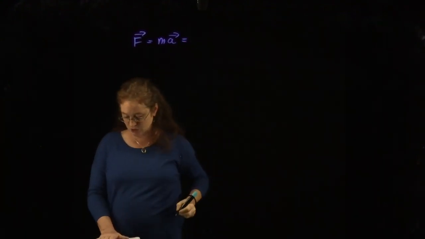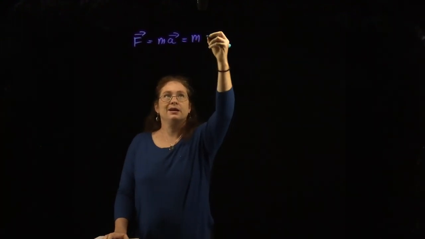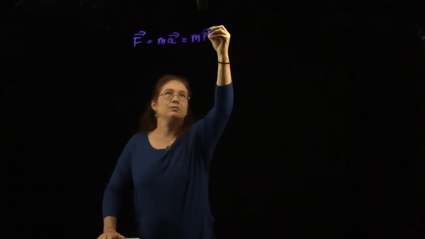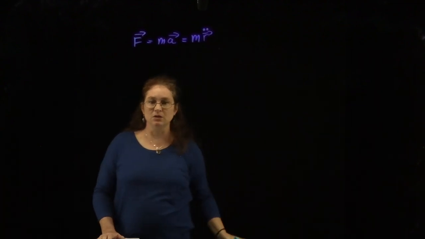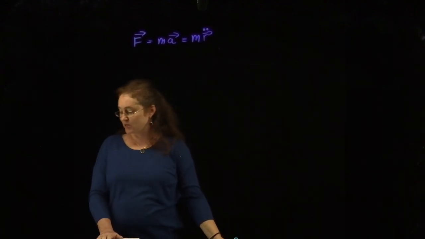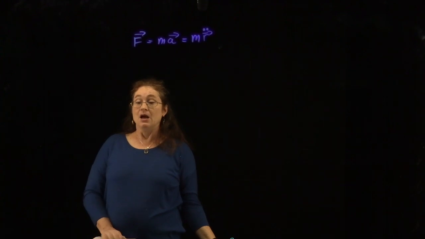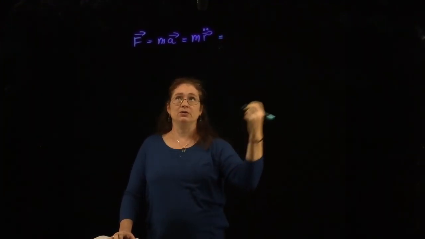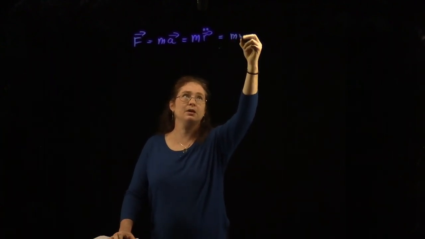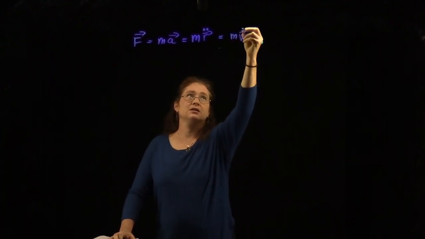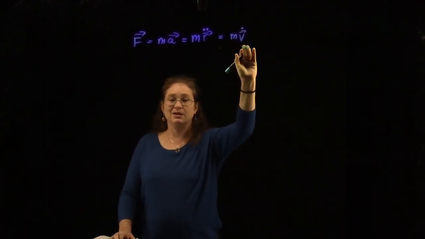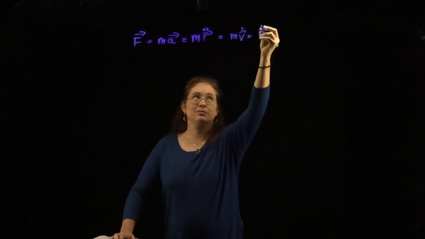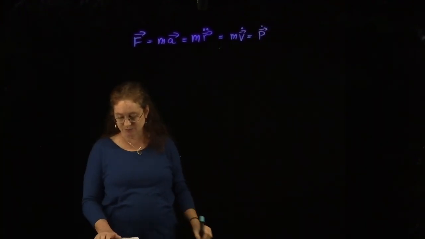And in our notation, we're going to write this as m r vector double dot, because this is the second derivative with respect to time of the position vector. Now, this is also equal to m v dot, mass times the first derivative of the velocity, which is equal to p vector dot.